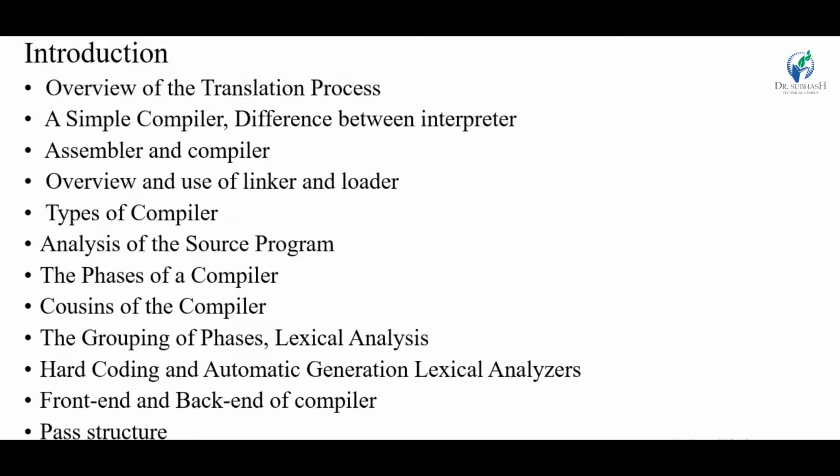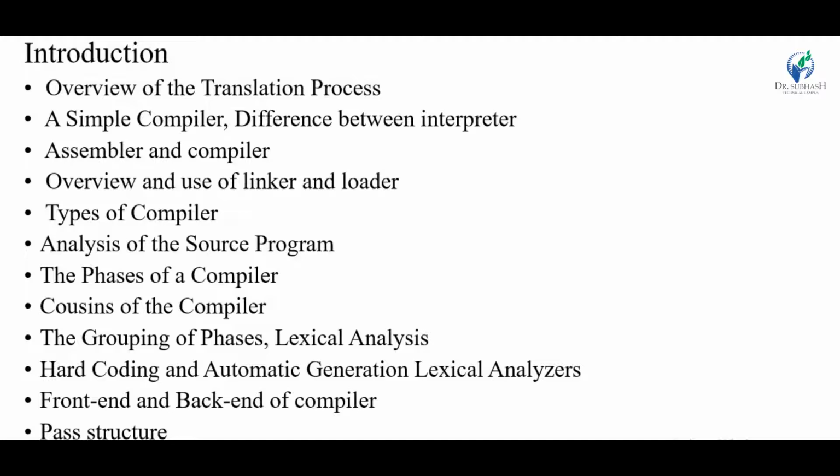Linker and loader. A linker helps you to link and merge various object files to create an executable file. All these files might have been compiled with separate assemblers. Loader. The loader is a part of the operating system which performs the task of loading executable files into memory and running them. Types of compiler we already discussed: single pass, multi-pass, two-pass compiler.